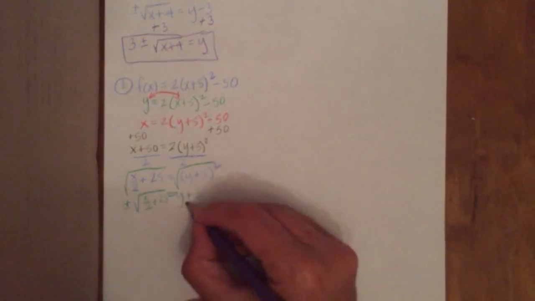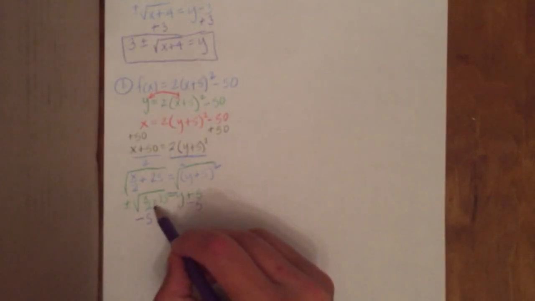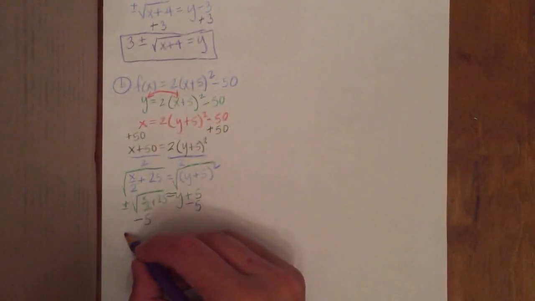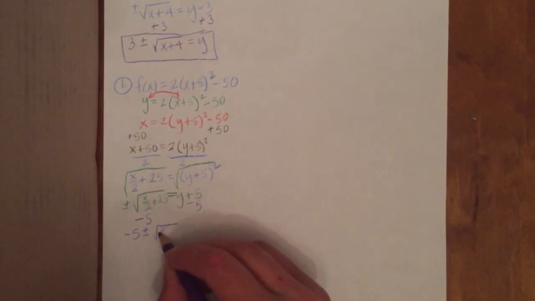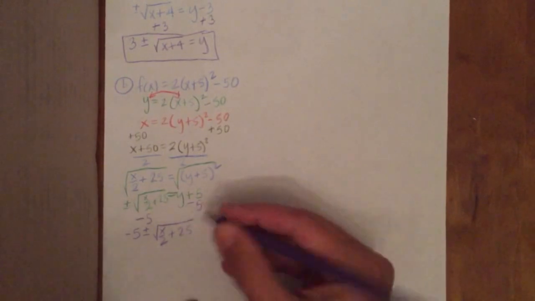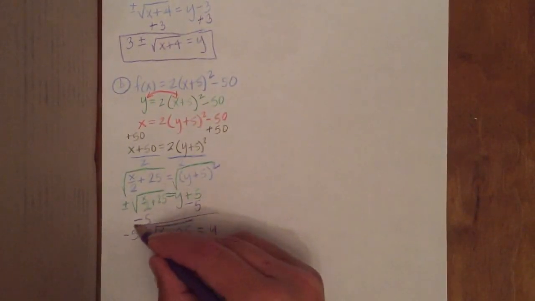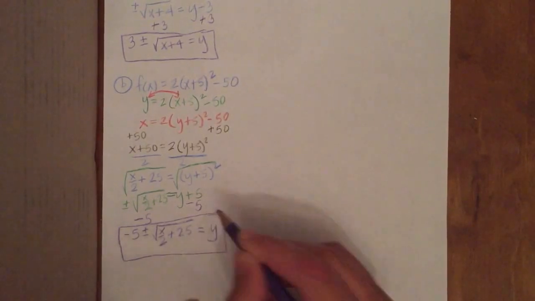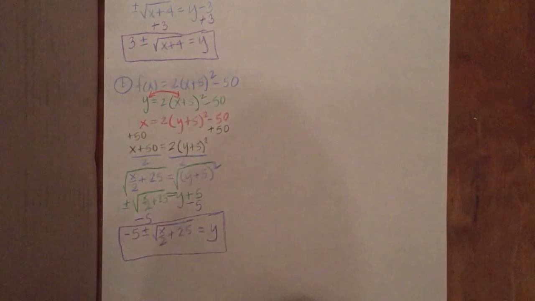I need to move that 5. It's a positive 5, so I'm going to subtract it. I cannot combine it with what's under the radical because it's not under the radical. So I have negative 5 plus or minus the square root of x over 2 plus 25 equals y. So that is my inverse relation, or my inverse function for b. So let's do the last one.